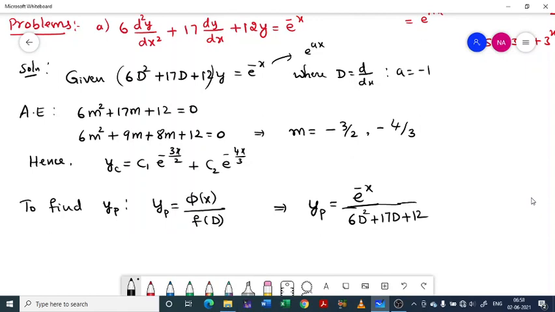See, the denominator f of D troubles you only when this a coincides with these roots. If that a is one of the roots, then only you get trouble in the denominator. But here a is minus 1, which is not a root, so directly replace D by minus 1. You will be getting yp to be e power minus x divided by, replacing it, you will check that you get 1.